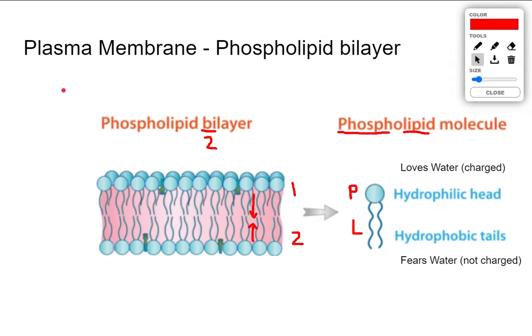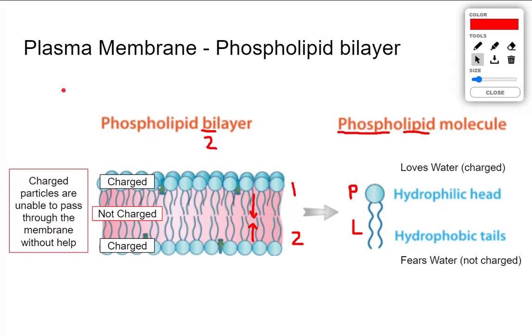What else happens when they line up like this? Well, we create areas that are charged on the outside and an area that's not charged on the inside. That's going to be a little bit important when we talk about transport of particles later, because charged particles cannot pass through the middle because the middle is not charged. They don't really get along with each other.